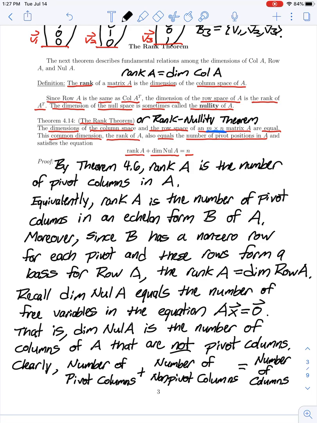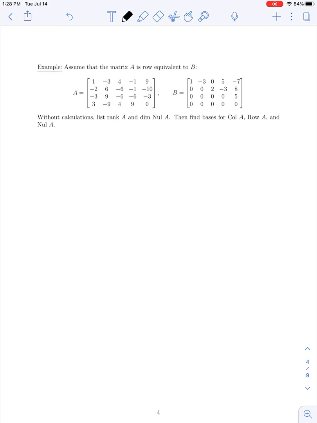And from what we've already established, the number of pivot columns is the dimension of the column space of our matrix, or the rank of that matrix A, plus the number of non-pivot columns, which we said is the dimension of the null space of the matrix A, or its nullity. This has to equal the number of columns of our matrix, which we were saying is an m by n matrix, so here equal to n columns. So we've established this rank nullity theorem. Let's take a look at some applications of the rank nullity theorem.